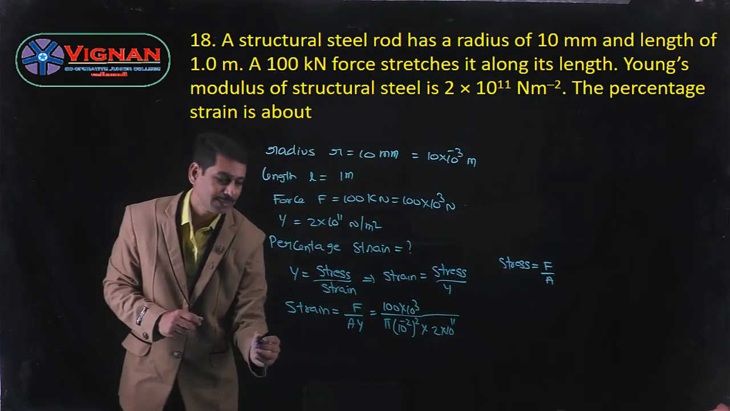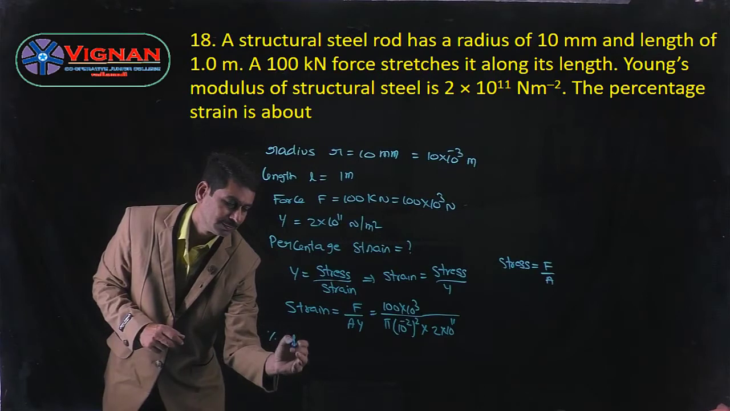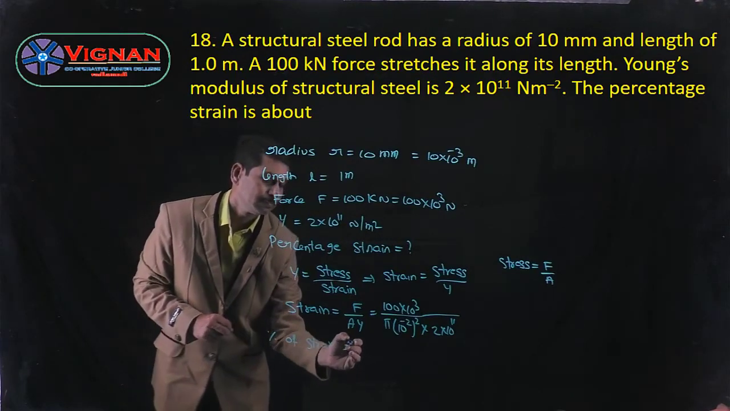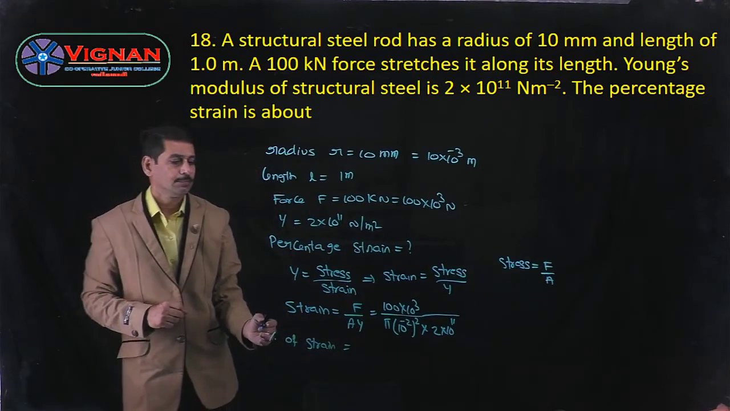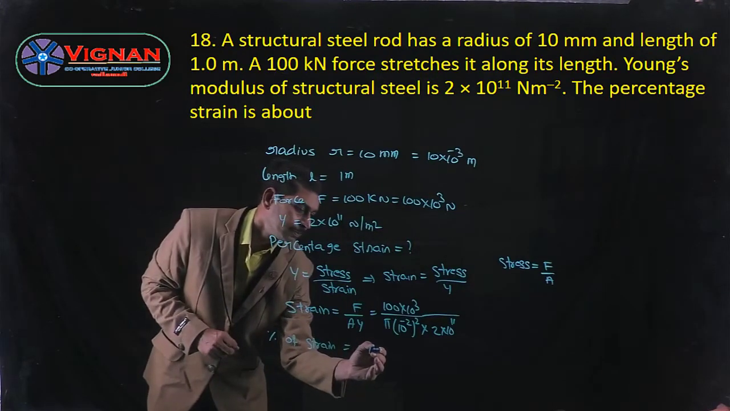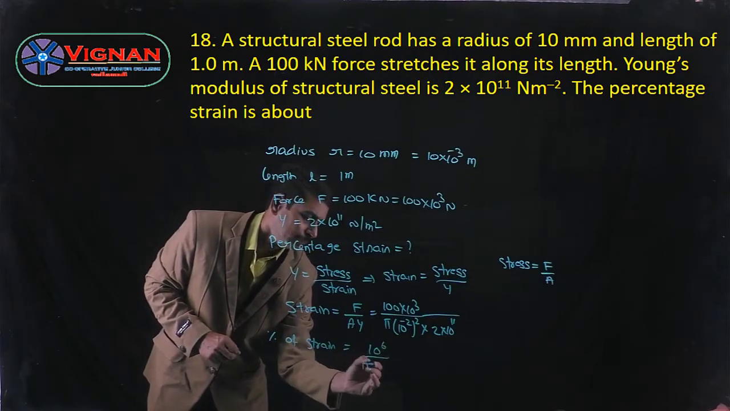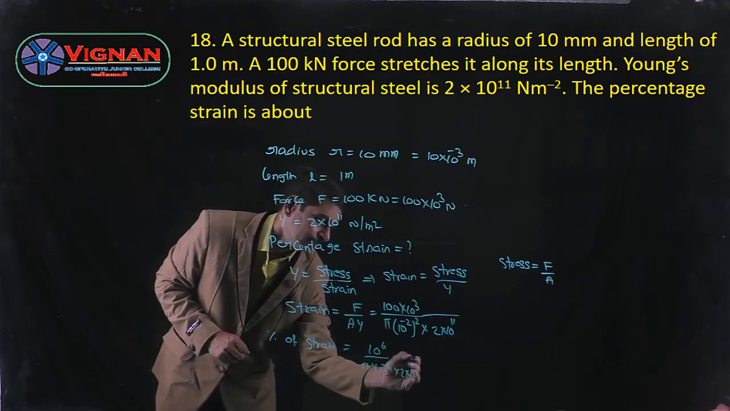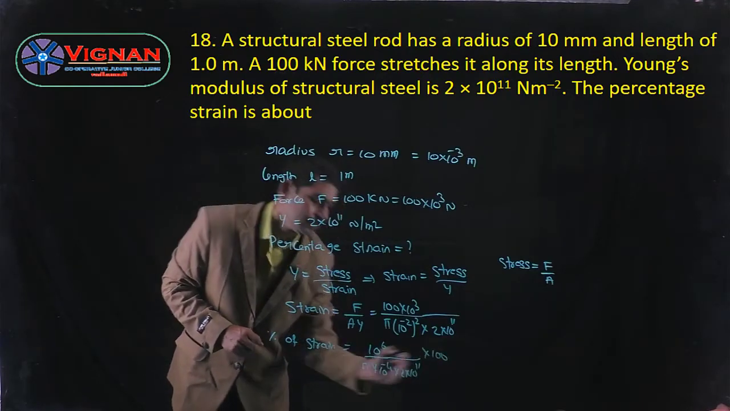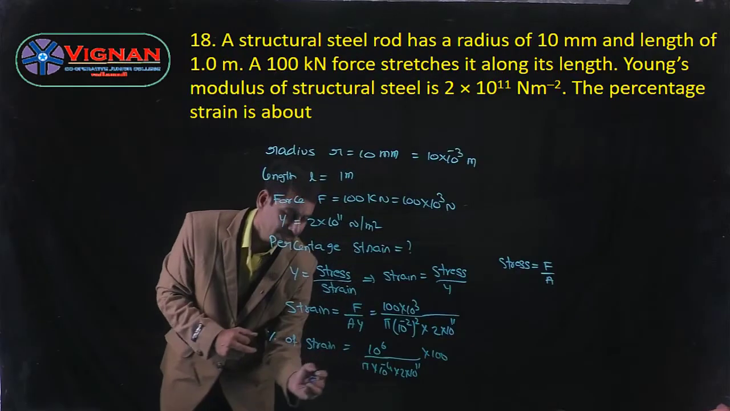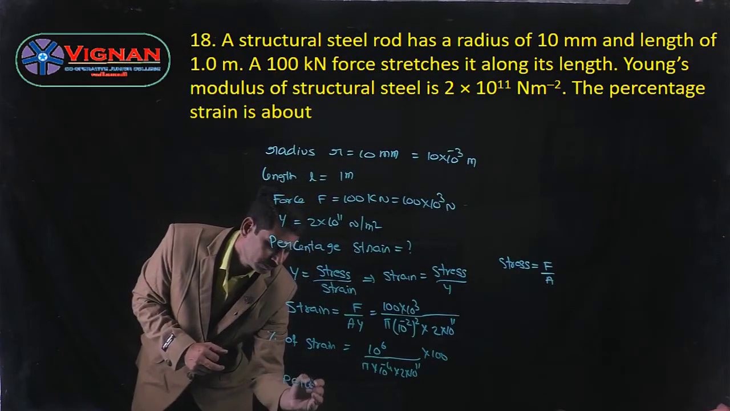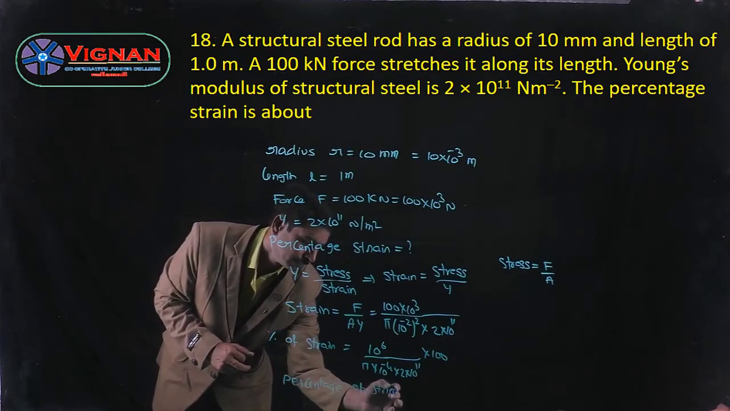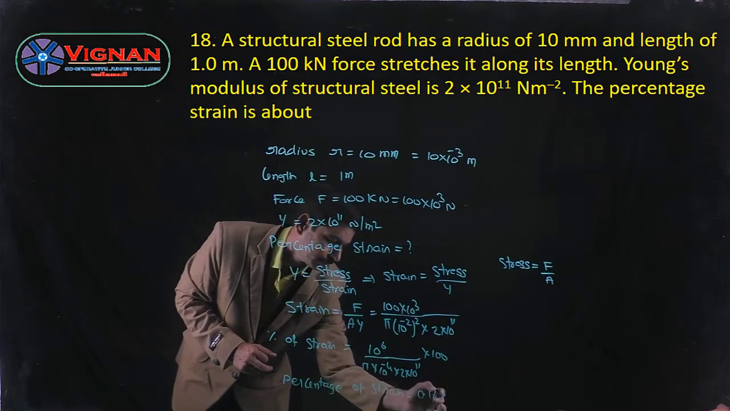Whereas the percentage strain is nothing but 10 power 6 divided by pi into 10 power minus 4 into 2 into 10 power 11 into 100. This is the percentage of strain. So on simplifying, we get the percentage of strain as 0.16%.